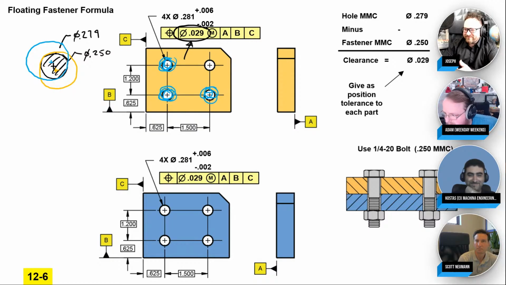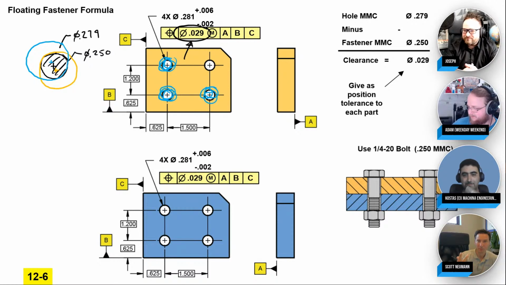Nice. This is the good stuff, guys. It's an easy formula, isn't it? Once you understand it, it's like, wow, this is really easy. Why is it so easy? Because they made it easy. They're like, oh, you got a diameter hole and you got a diameter bolt, use a diameter tolerance zone. That makes sense, right? It's just worst case. Smallest hole, biggest pin.